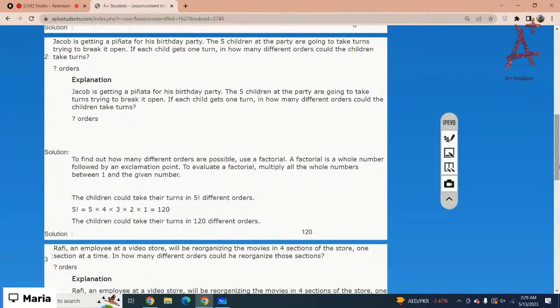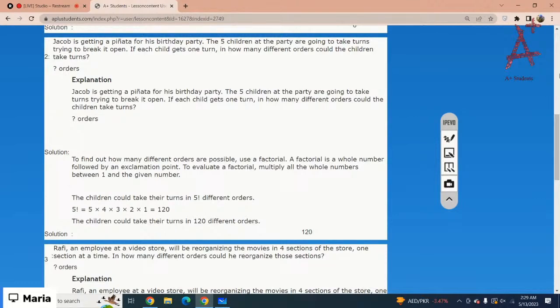So you have total 5 children. Whenever you have to calculate the orders, you have to calculate the factorial. Just use 5 factorial. So it would be 5 times 4 times 3 times 2 times 1, which is 120. Got it? So the correct option is 120.